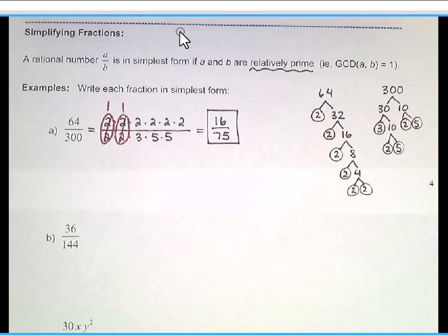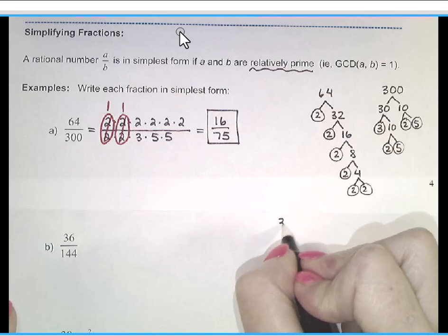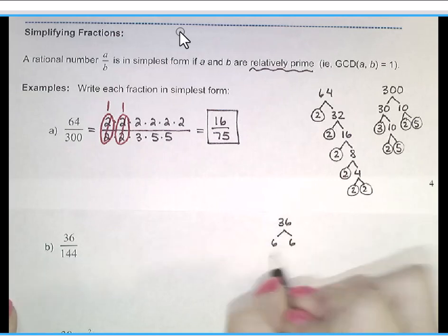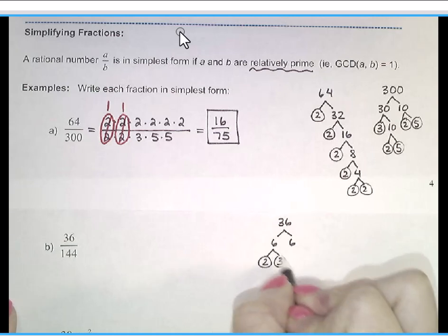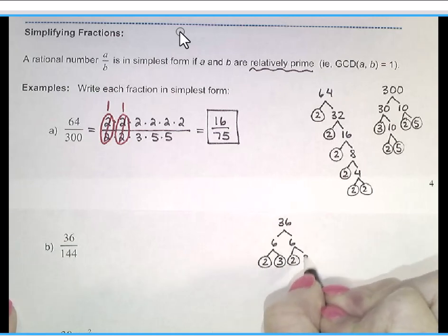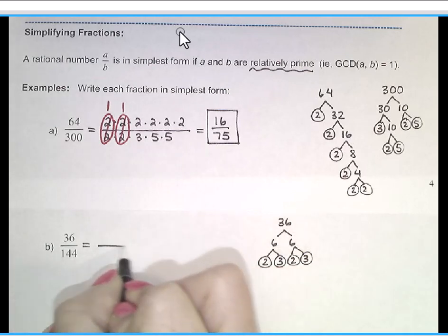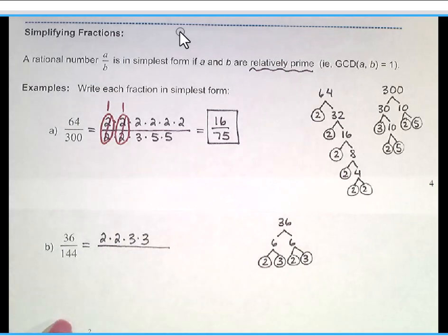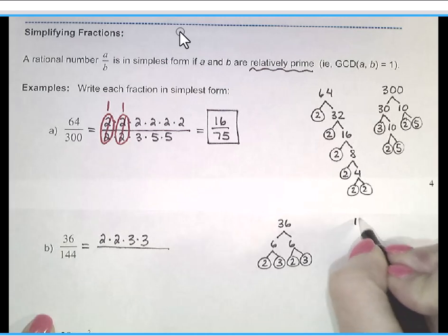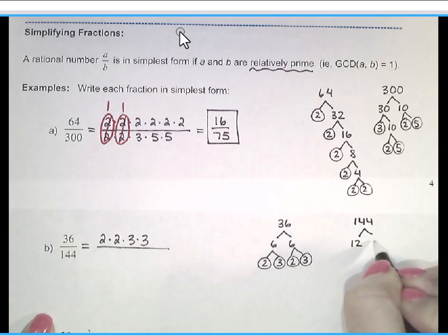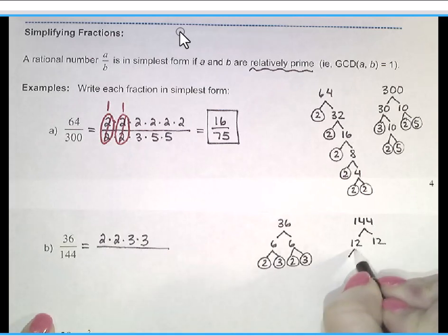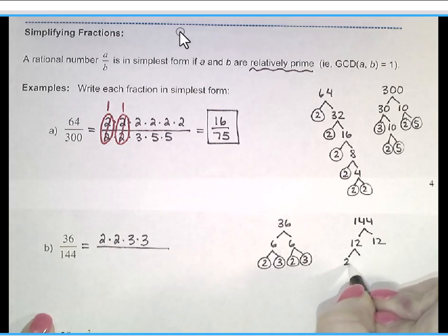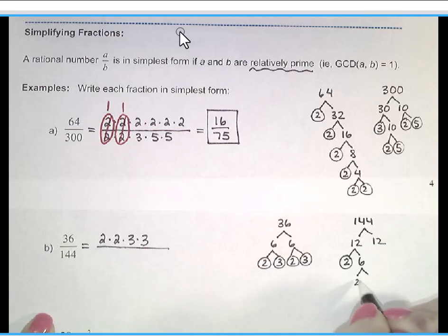Now let's try 36 over 144. For these, I am going to do a factor tree. So let's see, 36 is 6 times 6, and each of those is a 2 times 3. So for the top, I have 2 times 2 times 3 times 3. That's 36. And then 144 is actually 12 times 12. That's a perfect square. And 12 is 2 times 6. We could do it that way. And 6 is 2 times 3. And then we're going to see that again over here.